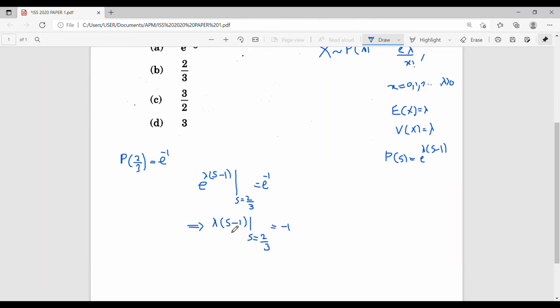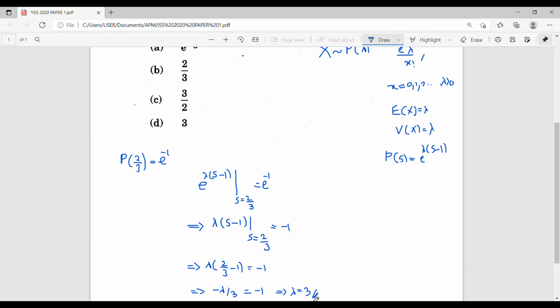Now let's put s equal to 2 by 3, which implies lambda into 2 by 3 minus 1 equals minus 1. That is, 2 by 3 minus 1 is equal to minus 1 by 3. So lambda into minus 1 by 3, that is minus lambda by 3, equals minus 1, which implies lambda equal to 3.